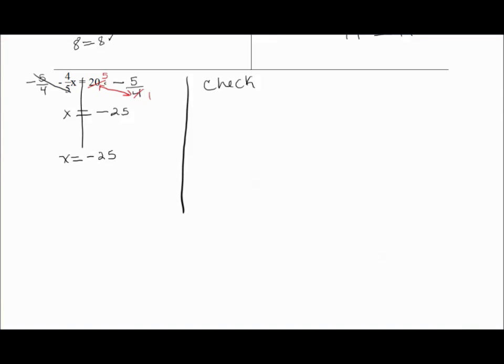I'll go over here and check my solution. The original, -4/5 x equals 20. I'll replace that x value with -25. Okay? Should equal 20. Now what am I looking at to reduce before I get started?